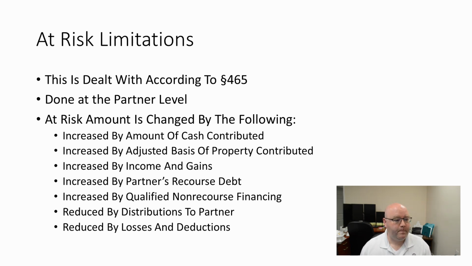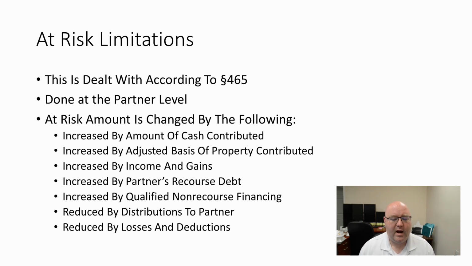When we talk about at-risk limitations, one of the things the IRS gets concerned about is when people are able to take losses on activities that they're participating in without having sufficient risk in those losses. And if you think about it, it actually makes a little bit of sense why the IRS does this. Because if you don't have any risk in the activity, why should you receive a benefit as a result of it? That's why they've done it.